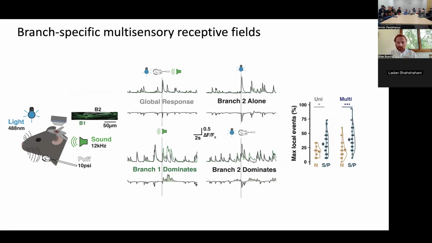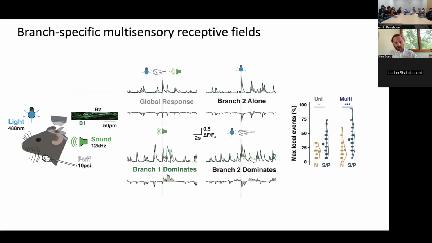So I exposed the animals to all sorts of different combinations of multisensory stimuli while they were awake, and again resting. So I tried to isolate this from motor signals.